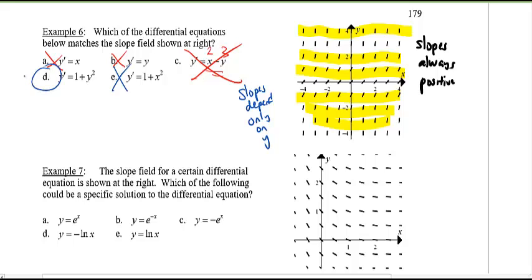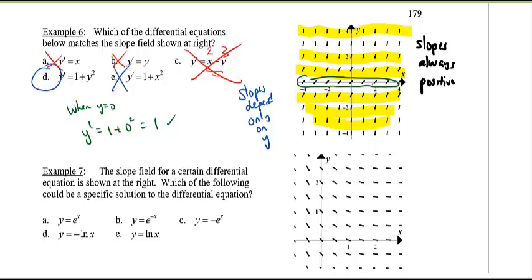Okay. Now we can confirm this too. Look what happens when the slopes are 0, like right here. When y equals 0, if I use D, y prime equals 1 plus 0 squared, which totally makes sense. They look like 45-degree lines to me. So once again, another way to confirm that D is the correct answer. Okay, you got D? Say bravo.